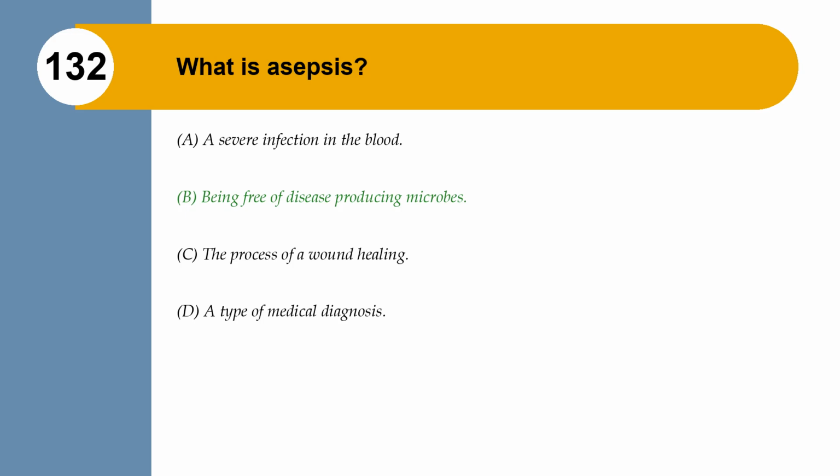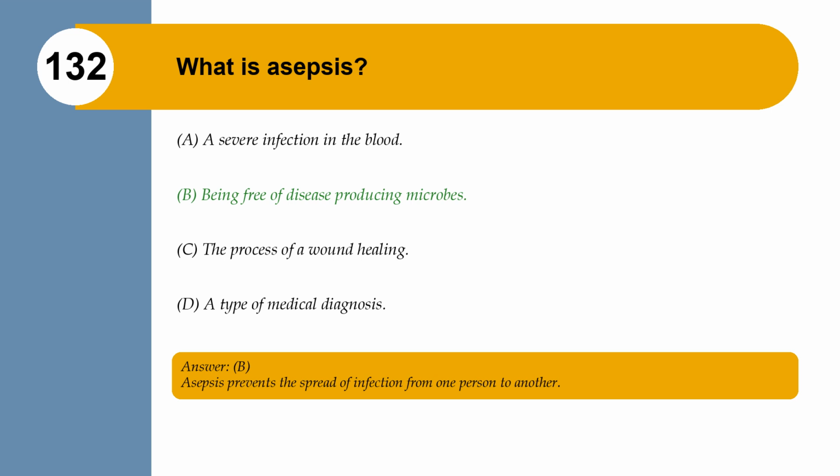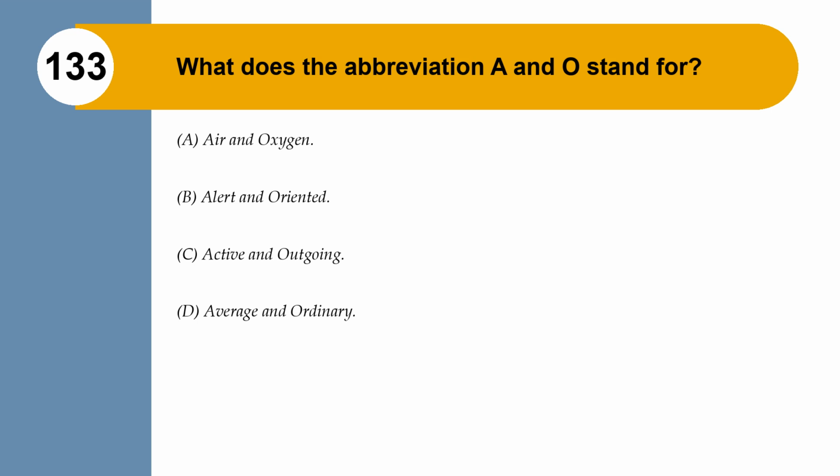The correct answer is option B, being free of disease-producing microbes. Explanation. Asepsis prevents the spread of infection from one person to another. Question 133. What does the abbreviation AN and O stand for?